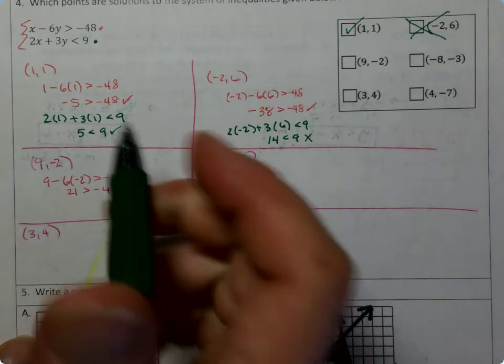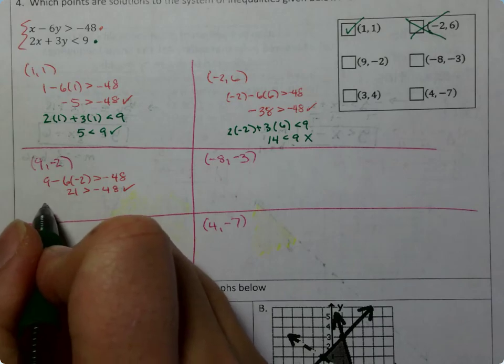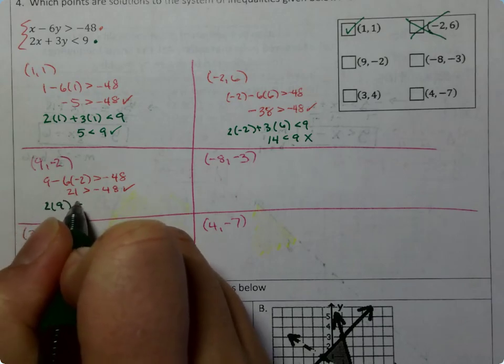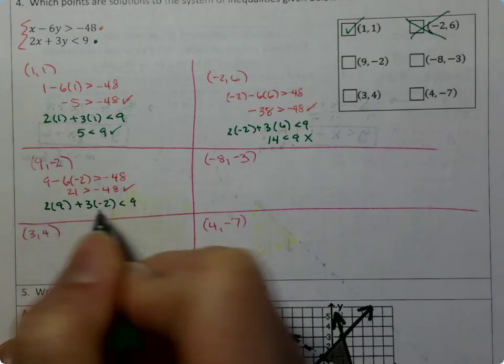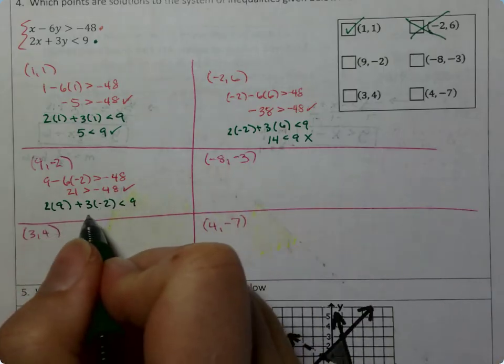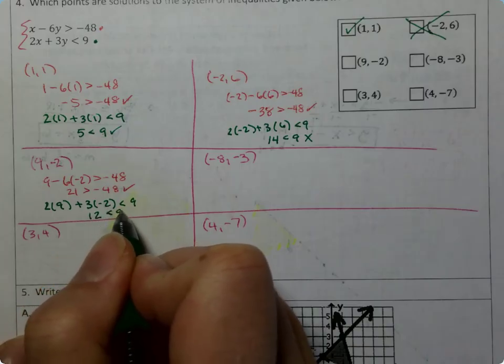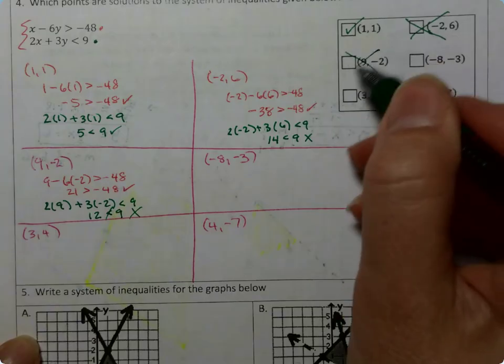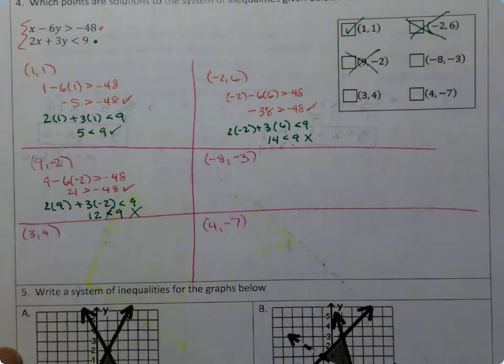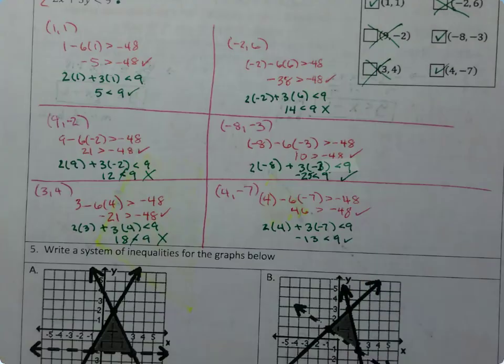Okay, and then plug in the 9 to the next one and see if that's true. So 18 minus 6, I'm getting 12. 12 is not less than 9. So I'm going to throw this one out. It does not work. All right, so go ahead and keep testing them.